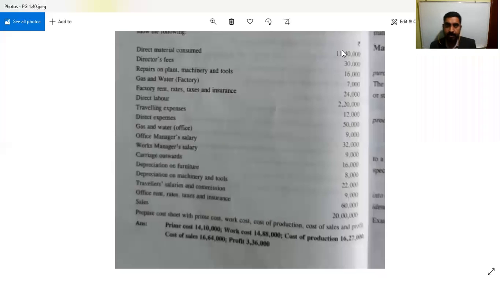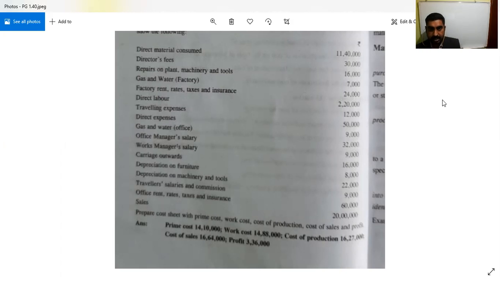So students, we will do one more problem. Here, what are the things in the question? Direct materials consumed is 11,40,000. Then director's fee, it is 30,000. Repairs on plant, machinery and tool, it is 16,000. Gas and water factory 7,000. Factory rent, rates, taxes and insurance 24,000. Direct labor 2,20,000. Traveling expenses 12,000. Direct expenses 50,000. Gas and water office 9,000. Office manager's salary 32,000. Work manager's salary, it is 9,000.